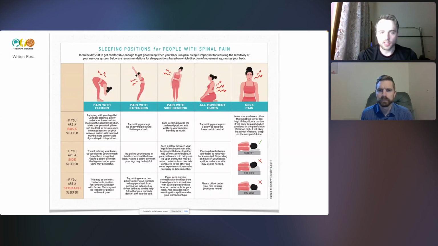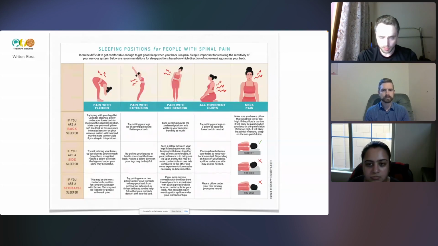And then it talks about pain with side bending and how there might be some experimentation if you're a side sleeper to kind of see what works best, as there might be a little bit of side bending with being a side sleeper. And then it talks about how being on your back might be the preferred position because you won't be side bending as much with that. And then it talks about stomach sleeping, how you might need to experiment if you do keep one leg up to the side a little bit when you're on your stomach to try to find which way doesn't put you into that provoking side bent position.